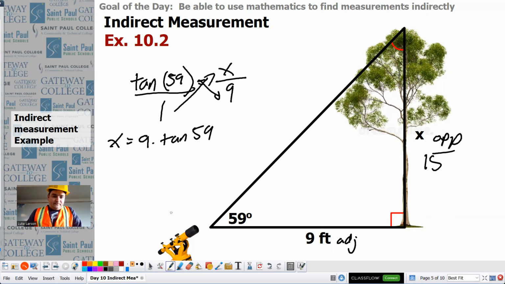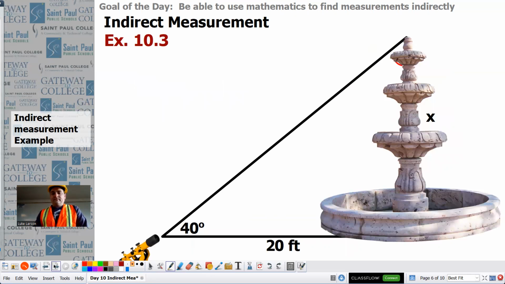All right. So again, these objects might look familiar. We did these when we had similar triangles. We found the height of these objects, and now we're going to find the height of these objects instead by surveying, by using a transit. What's the distance to the object? What's the angle to the top?